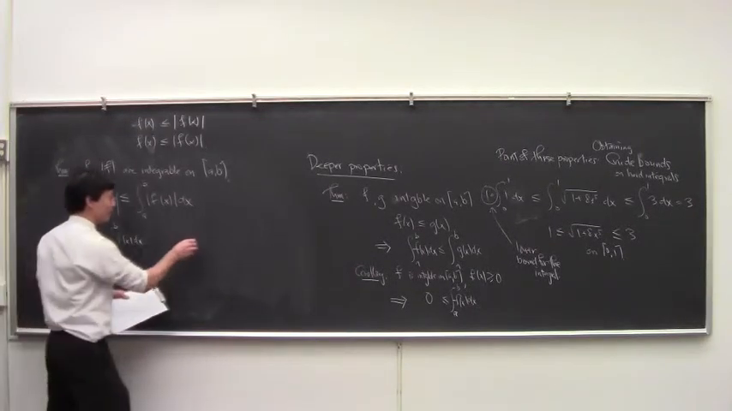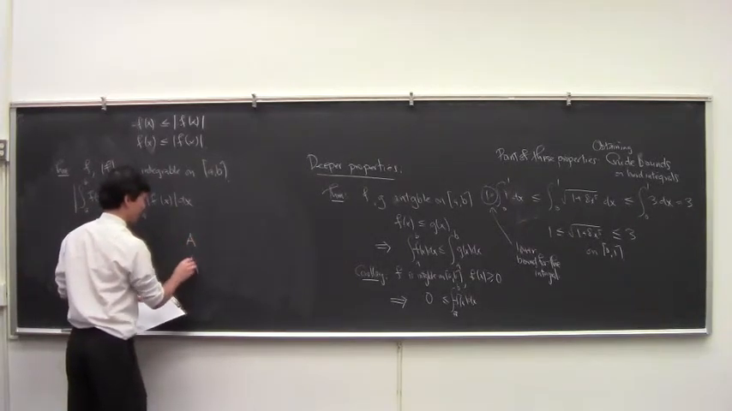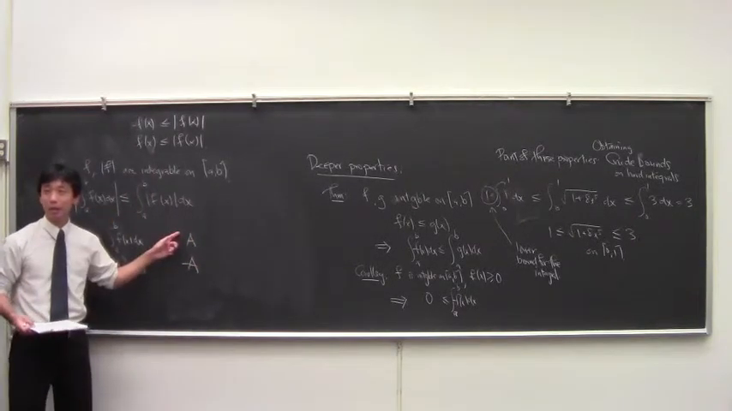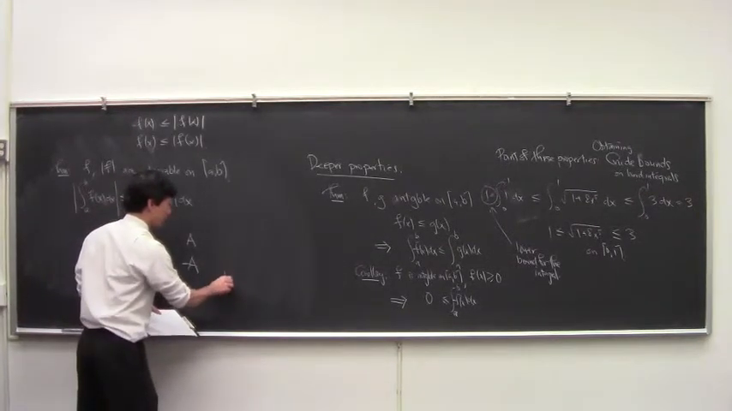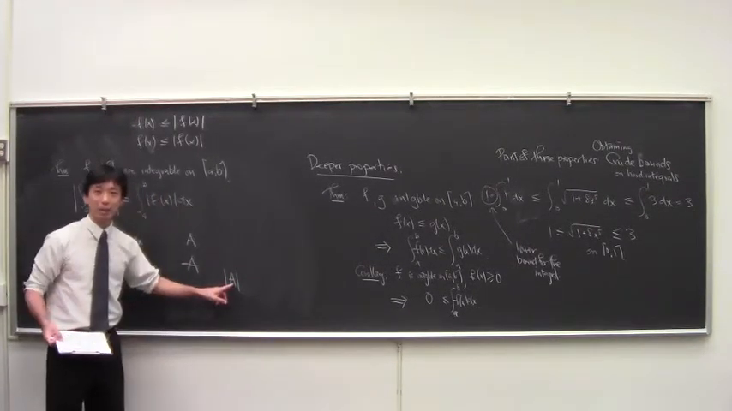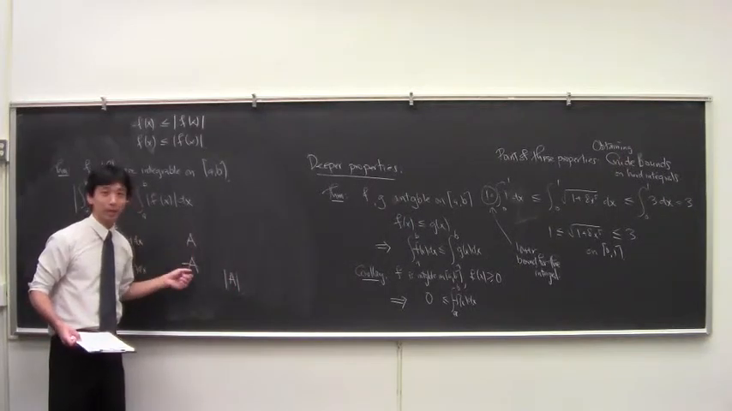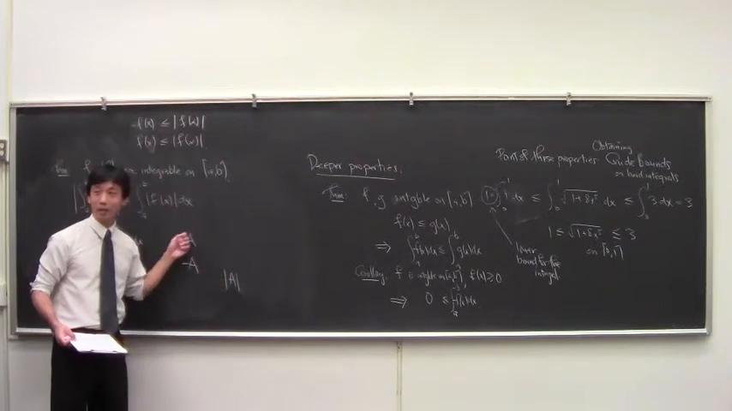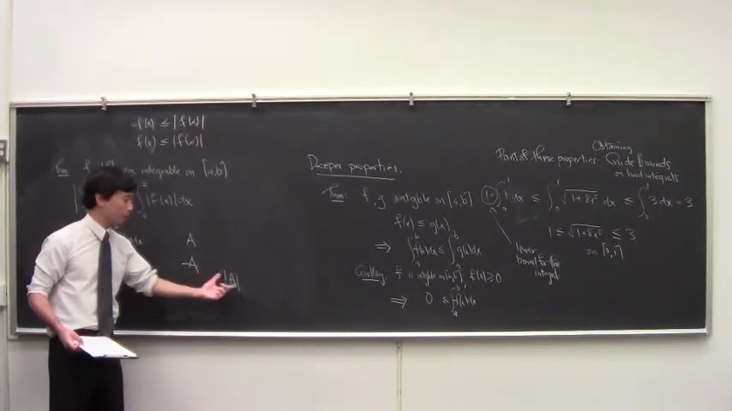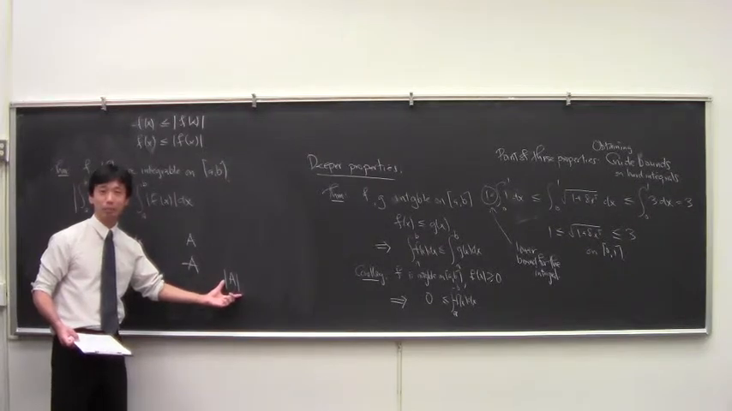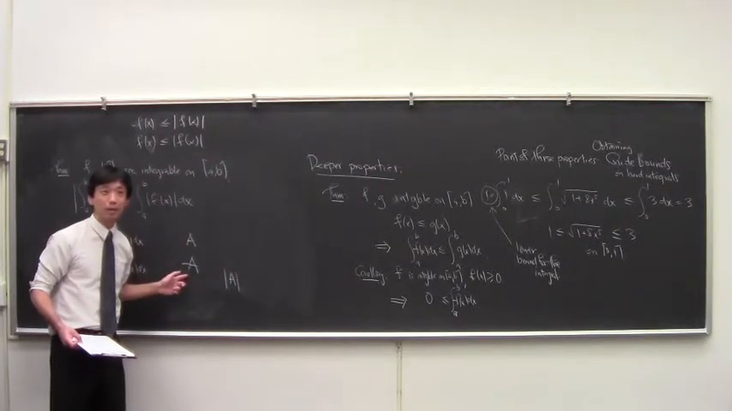Let me say it this way. If I know that I'm bigger than A and I'm bigger than negative A, then clearly I'm going to be bigger than the absolute value of A. Because what's the absolute value of A? It's either A or negative A. So if I'm bigger than A and I'm bigger than negative A, I must be bigger than the absolute value of A, because it's one of these.